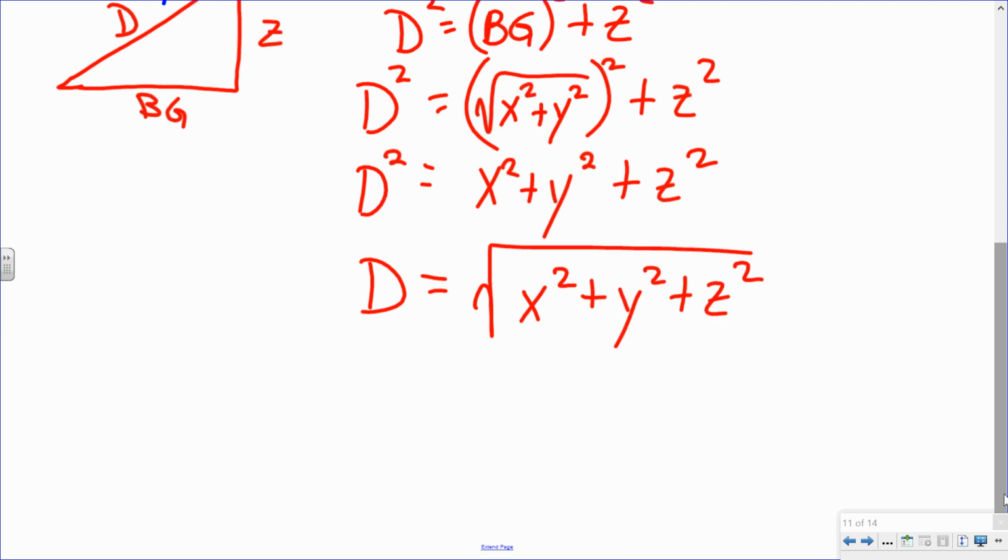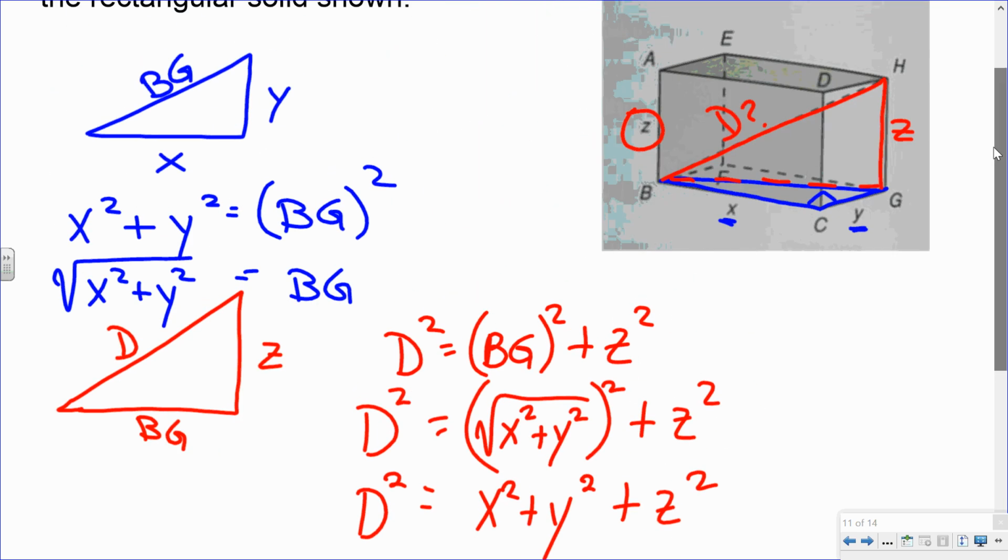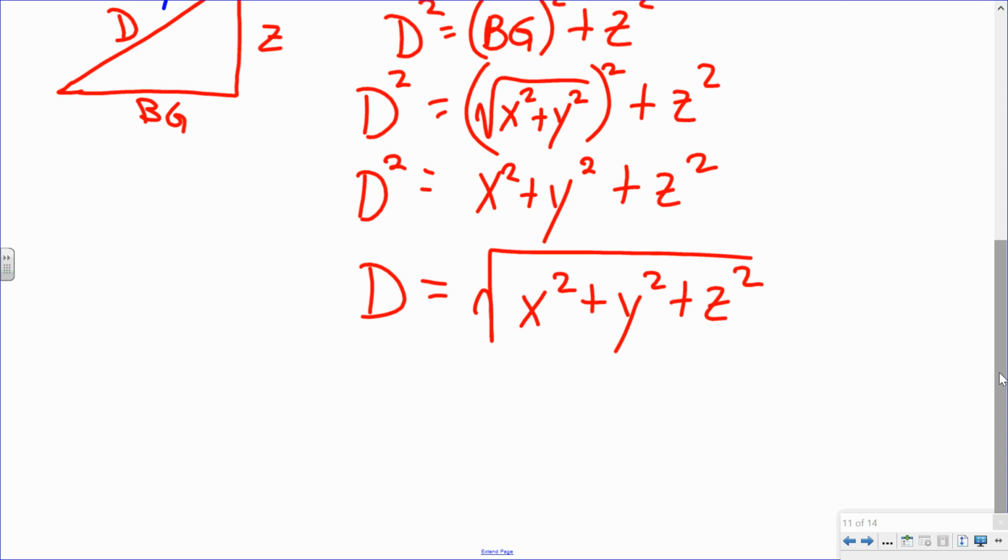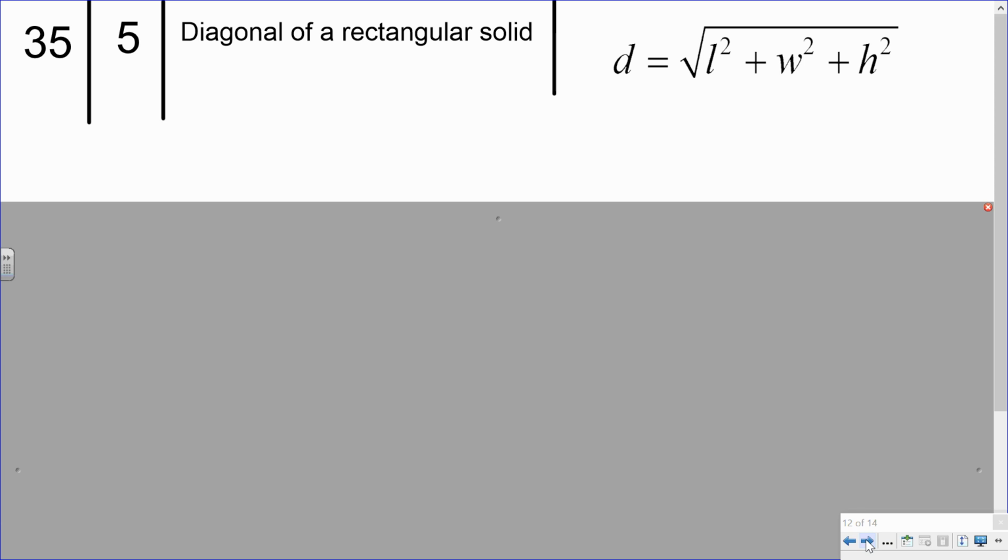And let's look back at what was labeled on the box so we can make sense out of those. X was the length of my box, y was the width, z was the height. So what we have is diagonal is square root of length squared plus width squared plus height squared. So when we have these, we're going to use a shortcut formula.